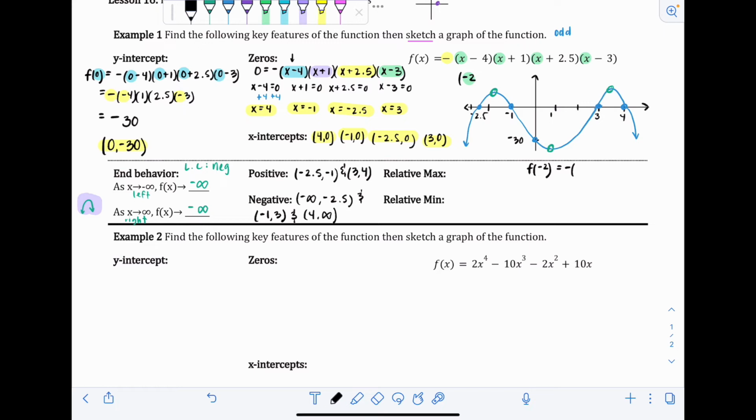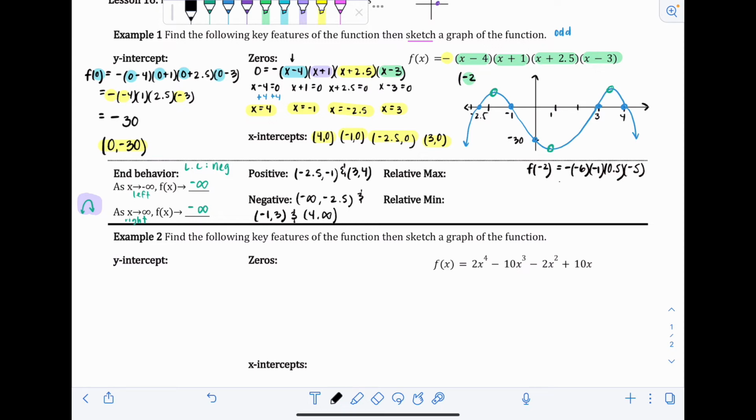And then we'll do the negative symbol in front. To save a little bit of space, I'll just do it in my head as we go along. So negative 2 minus 4 for the first one, that'd be negative 6. In the second parentheses, negative 2 plus 1 is negative 1. The third one, x plus 2.5, would be negative 2 plus 2.5, so positive 0.5. And the last one, x minus 3, would be negative 2 minus 3, so negative 5.